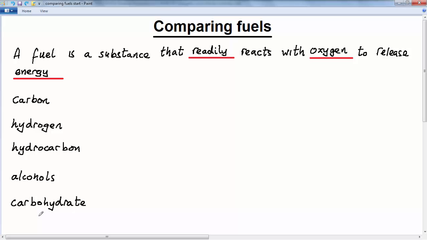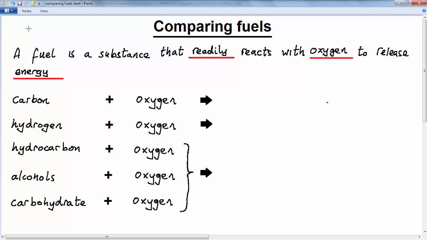All of these are types of carbohydrate, and so a carbohydrate is a molecule which contains carbon, and the hydrogen and oxygen are always in the ratio of 2 to 1. So the formula for glucose is C6H12O6. So it's always a ratio 2 to 1. In glucose it's 12 to 6. So let's just have a look and see what happens to these when they burn in oxygen.